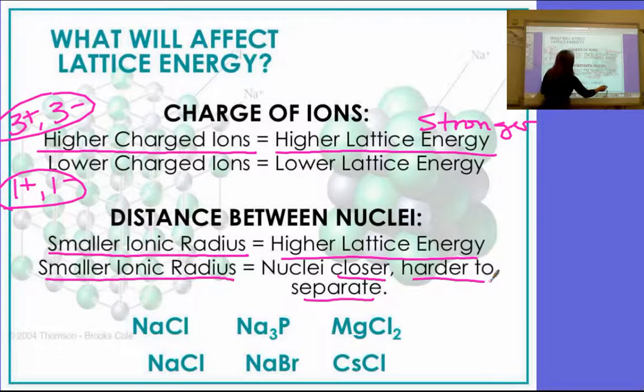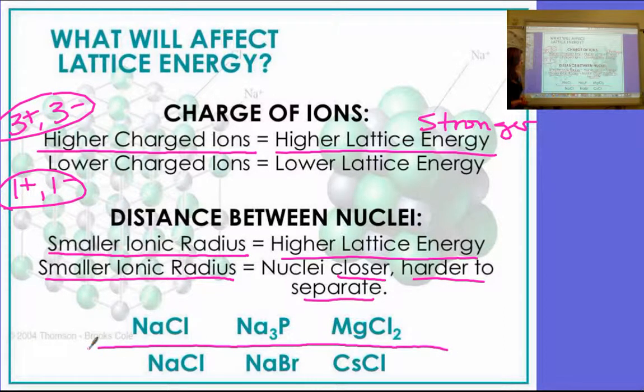So let's look at these two examples. This could be a possible quiz or test question. Let's call this sample A, and these three will be problem B. If I have sodium chloride, NaCl, and sodium phosphide, Na3P, and magnesium chloride, MgCl2, who would have the strongest, the highest lattice energy, and who would have the lowest?